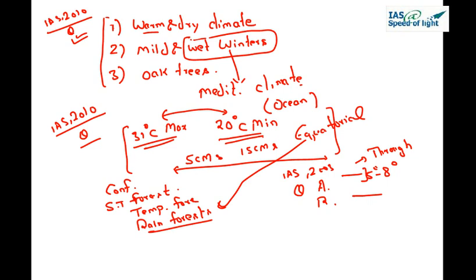So both are correct. Yes, the assertion is also correct. It's an area where you get rainfall throughout the year, and the reason is also correct, because of the high temperature and high humidity, it is going to rain every day.